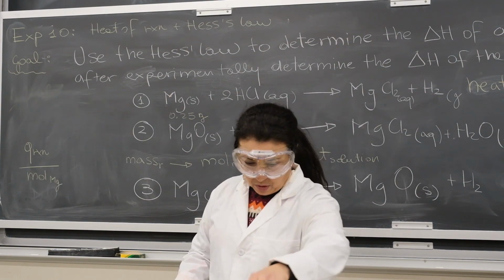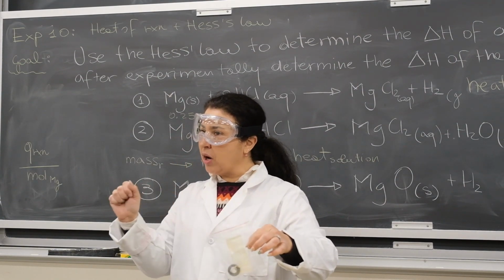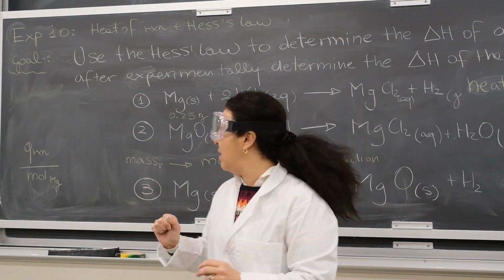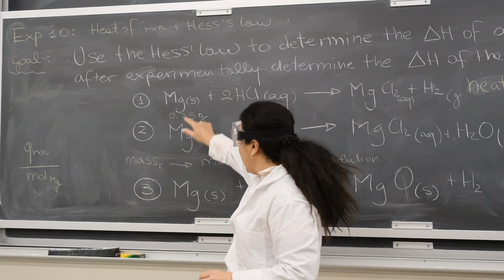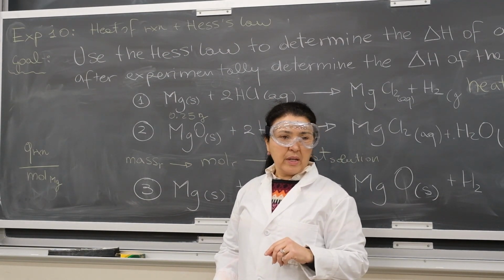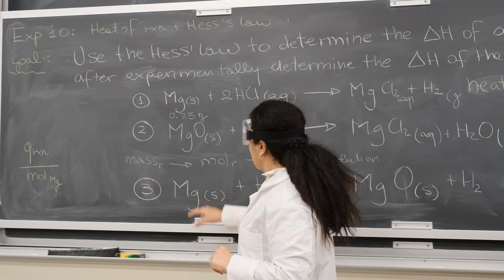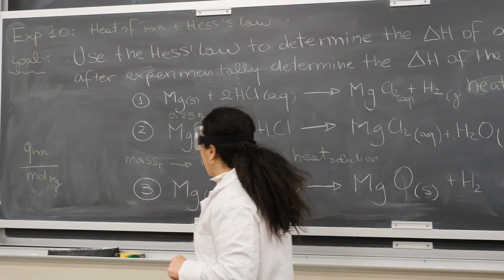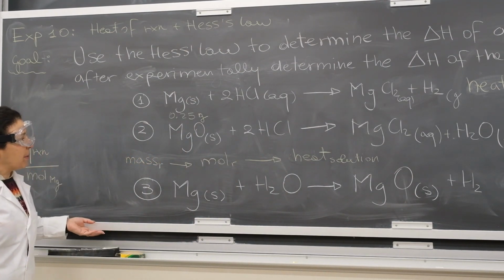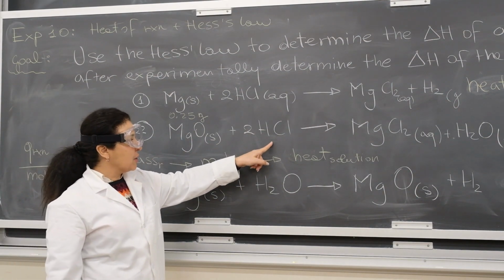Oh, we don't have any more. So use the magnesium that you have in here, and polish it, because we know that if the magnesium is oxidized to magnesium oxide, it won't react with hydrochloric acid the way it does as a metal. Then we are going to perform a second reaction: magnesium oxide reacts with hydrochloric acid.